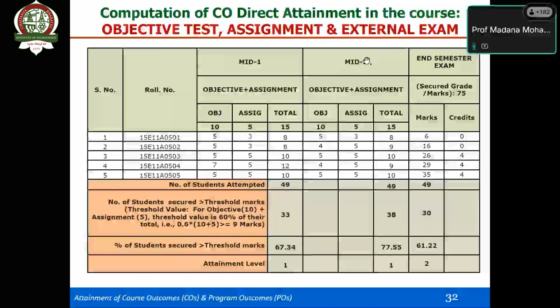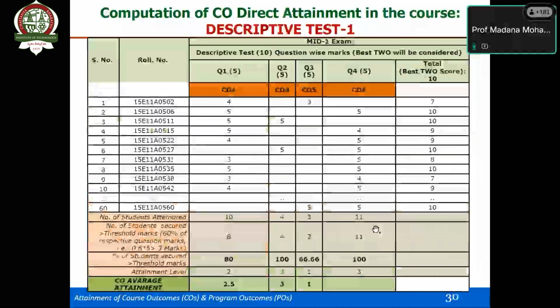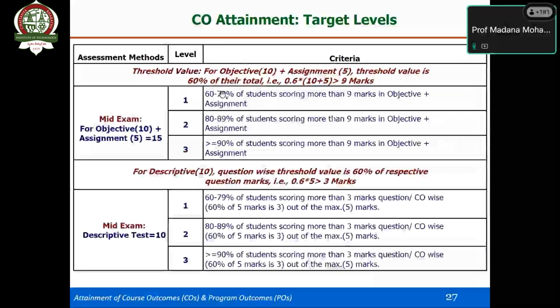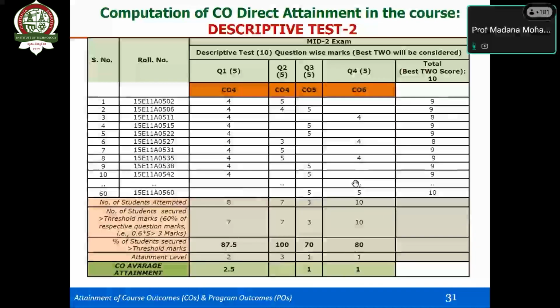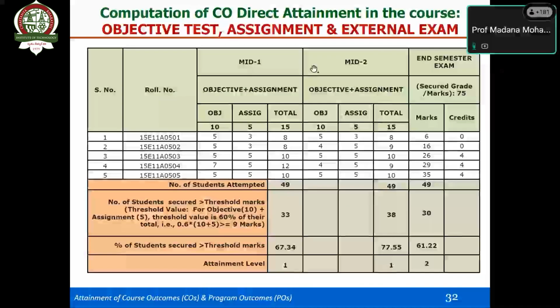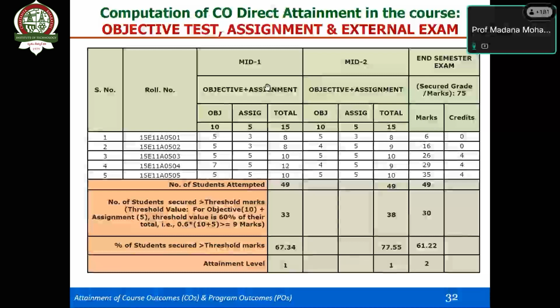Similarly, for mid 2, 49 students attempted, 38 students scored greater than the threshold value. 38 by 49, you are getting 77.55. Again, it is in the range of 60 to 79. So again it is level 1 only. So like that, other components' attainment values you can calculate based on the total mark.